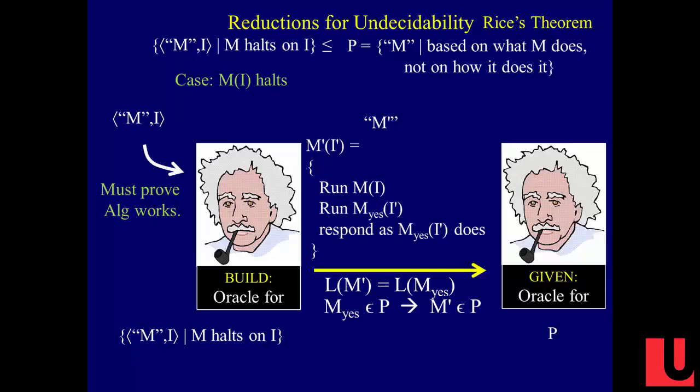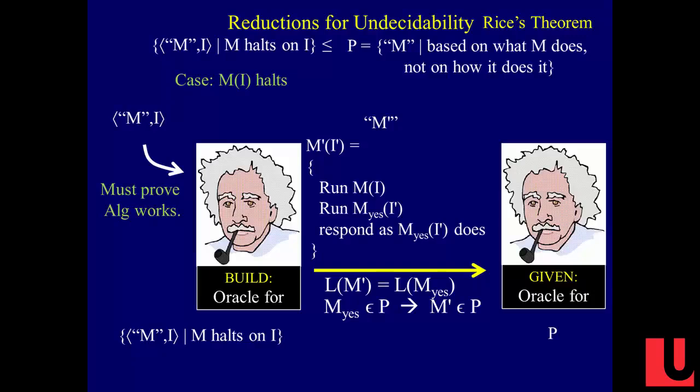Well, remember we assumed that P_yes was a yes to P. What do we know about M_yes? That the language of M_yes has the property so that P says yes. Well, if these two machines have the same languages, then their answers to P have to be the same. Right? So if M_yes is a yes, then our M prime is a yes.